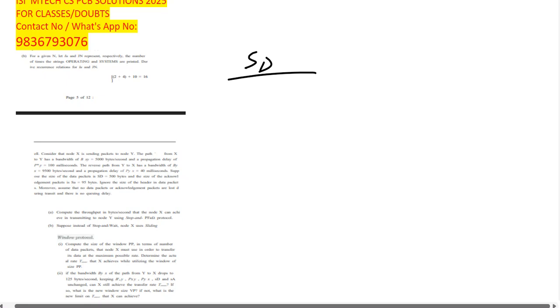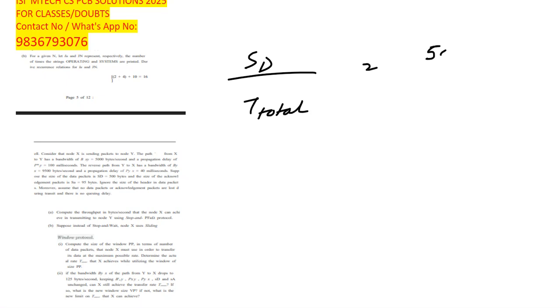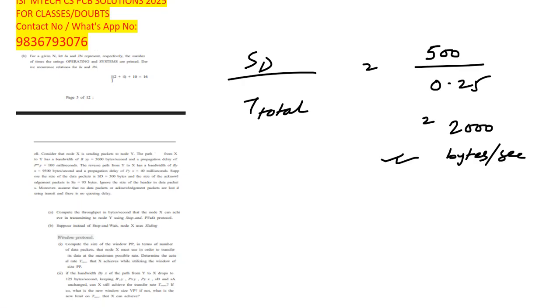So throughput will be ST by T total. So that is 500 by 0.25. So that's 2000 bytes per sec. So throughput is this. So the correct answer is this. Now we have a second part for this. We are being given the chart. So now compute window size and max throughput.